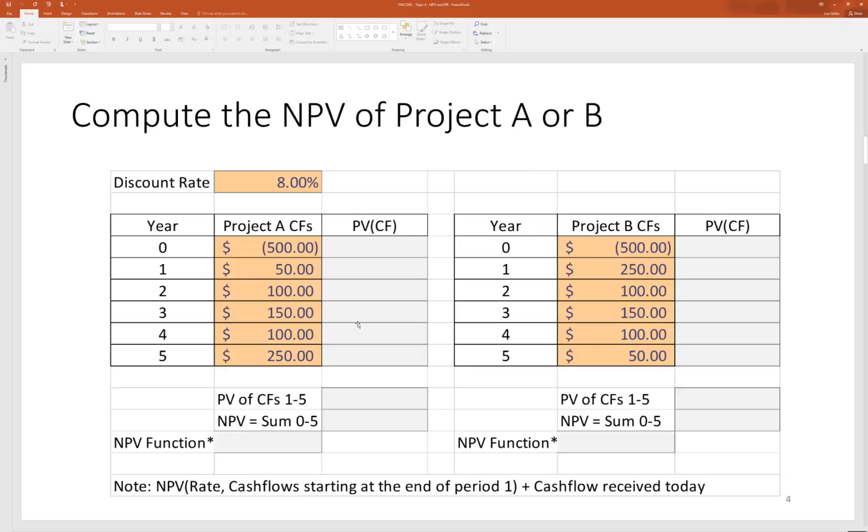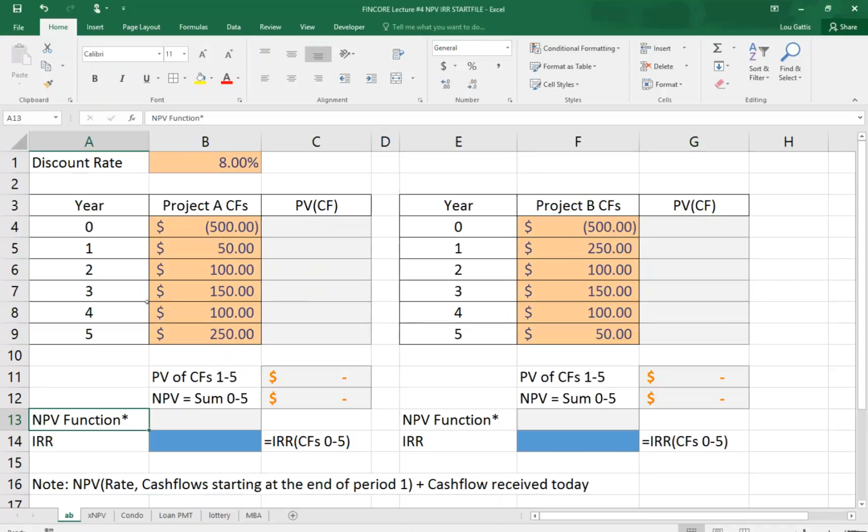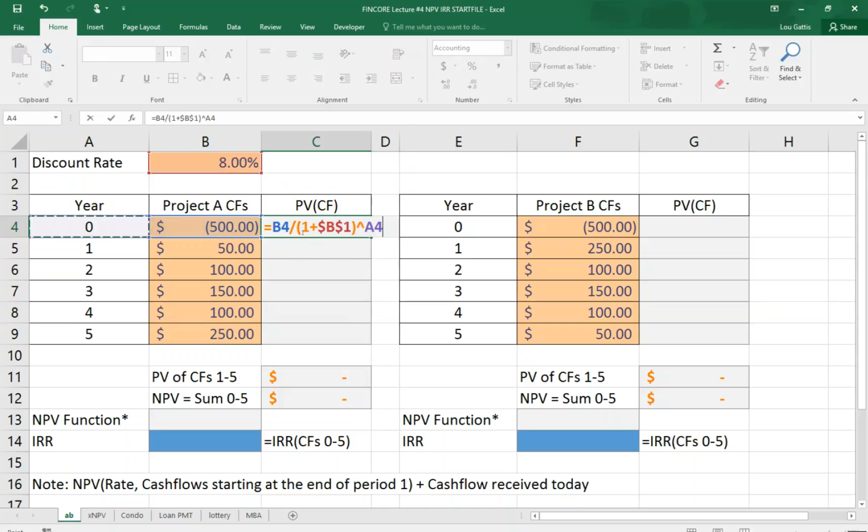So let's calculate the NPV of our first project. So our first project has a discount rate of 8%. We'll assume that's our cost of capital for this project that reflects the risk of this investment. And the first project A has the following cash flows. Pay $500 today and receive the following cash flows. So we can calculate the present value of each cash flow by taking the cash flow divided by 1 plus the discount rate, I'll anchor that, raised to the t power.